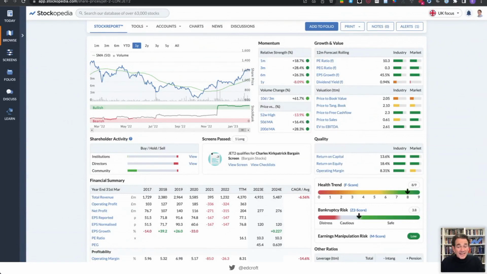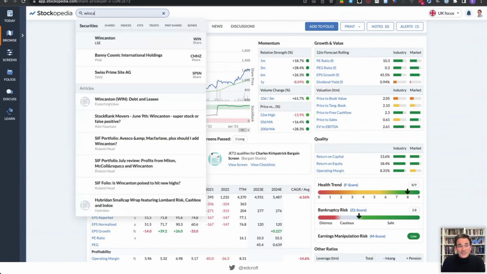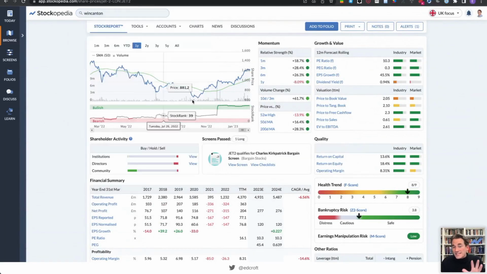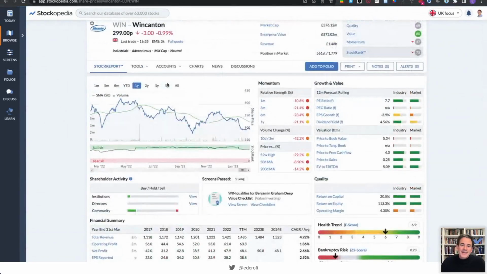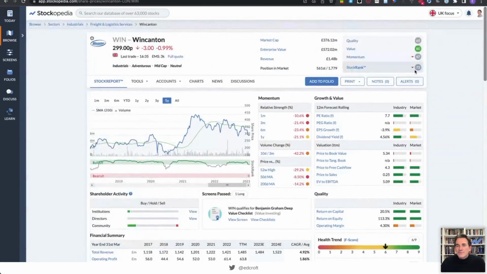So I don't actually mind, and I cover this in the ebook I'll be publishing soon. But as an example, Wincanton Group is a nice one to look at. I haven't looked at this in a while, but it's probably still not far from the distress zone, bankruptcy risk. It's classic for Wincanton. And Wincanton, okay, it's got about a 73 rank, not super high quality.